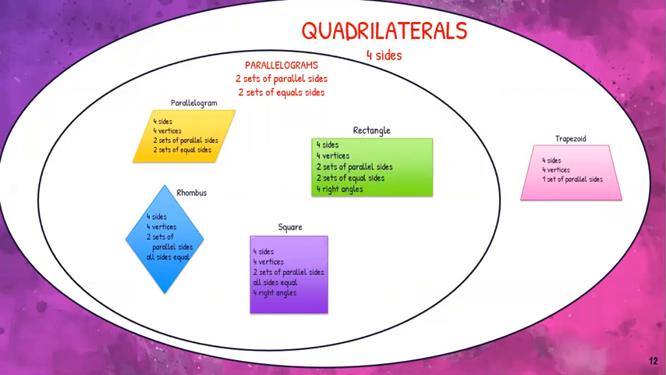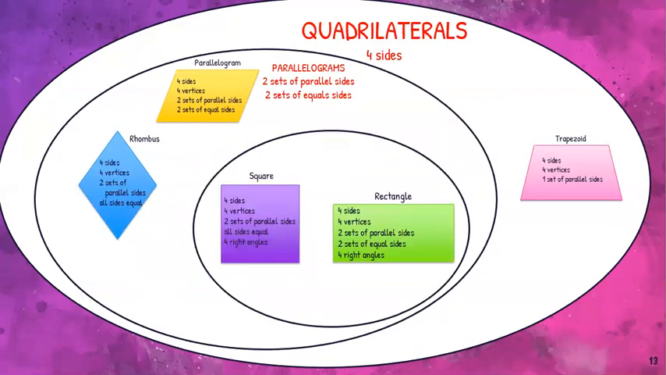So I'm going to draw another oval, and I'm going to put my square and my rectangle together. But what am I going to label this group? Am I going to call it squares or am I going to call it rectangles? This is where you really have to look at all of the attributes and decide which one you're going to call it.